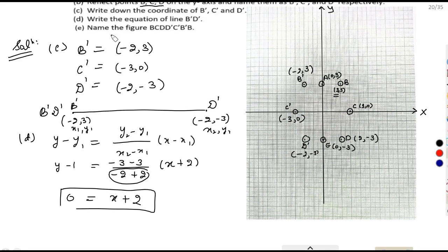In next part, name the figure this. First of all, we are meeting these points. B to C, then C to D, D to D dash, D dash to C dash to B dash, and then B. Count the number of sides in this polygon: 1, 2, 3, 4, 5 and 6. It is a polygon having 6 sides. It means it is a hexagon.